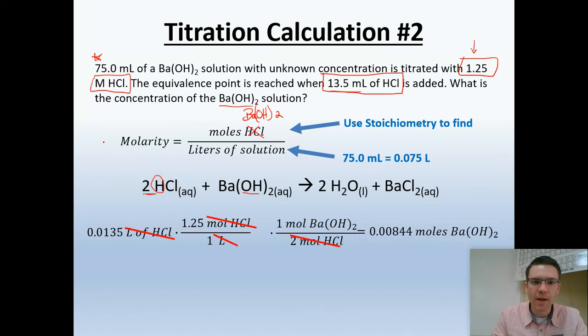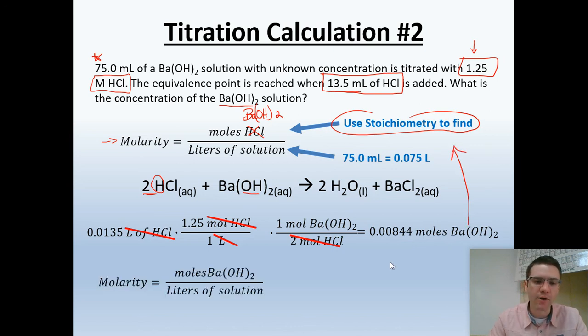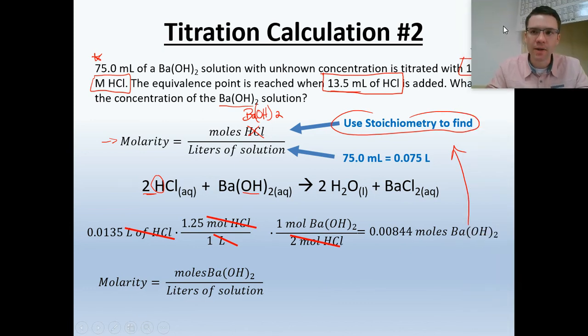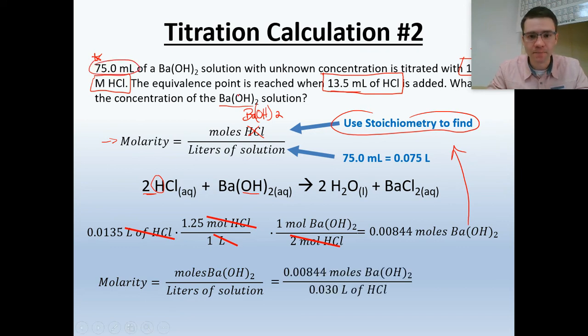Then I can go back to my molarity equation here, and I now know enough information. I used stoichiometry to figure out my moles of barium hydroxide, so I can plug it into my molarity equation. Molarity equals moles of barium hydroxide divided by my total liters of solution. And the liters of solution is just the liters that you started with for the known barium hydroxide right here. If you plug those values in, this should say 0.075 liters of barium hydroxide solution. Then you would get this is your answer.